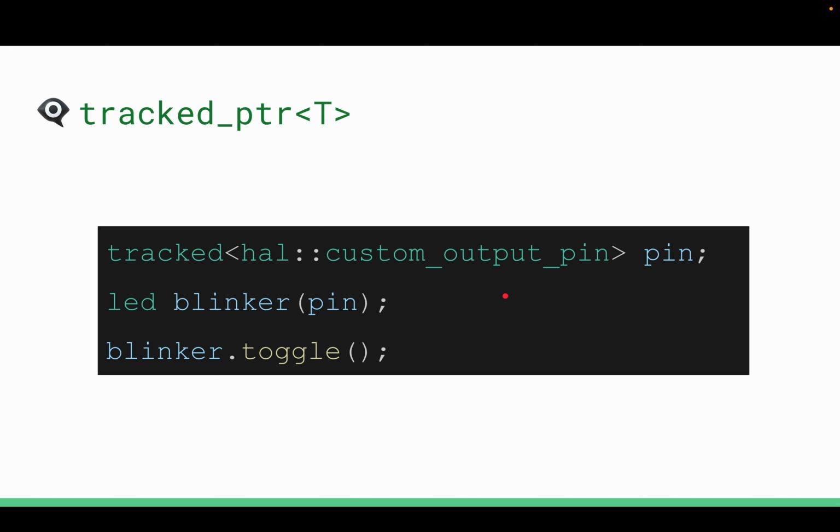In order to create a tracked pointer, you can't just fabricate one out of nowhere. You have to get it from a tracked object. So here we have some custom output pin. This could be your pin for your RP2040 or for your LPC or STM or whatever. So you have some output pin and it is tracked. This is the full implementation with all the memory incorporated there. This is on the stack, no heap allocation required. You pass the pin into your little blinker LED object, you hit toggle, it does what you expect.